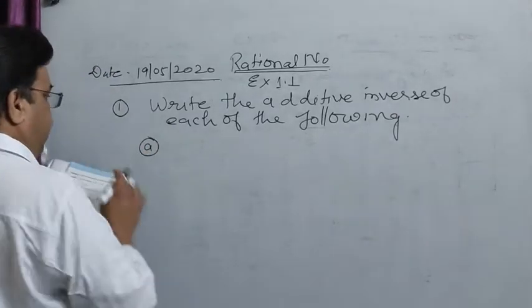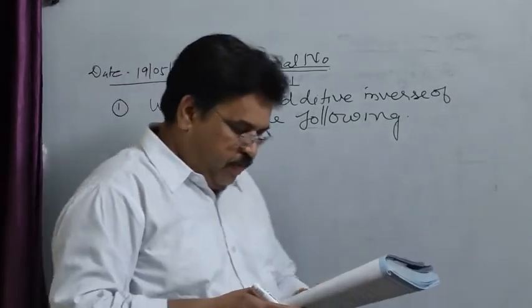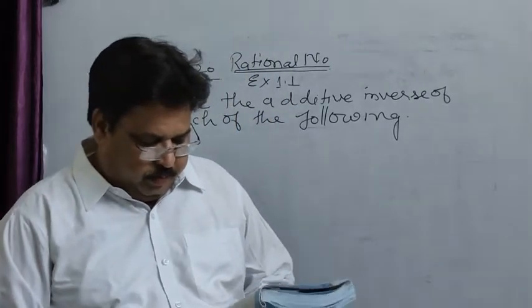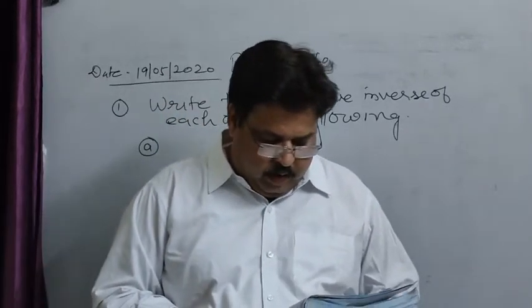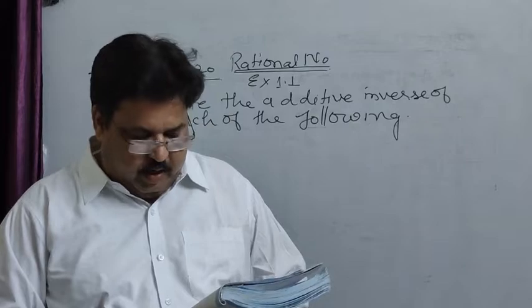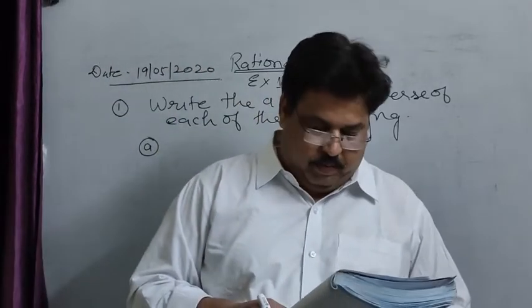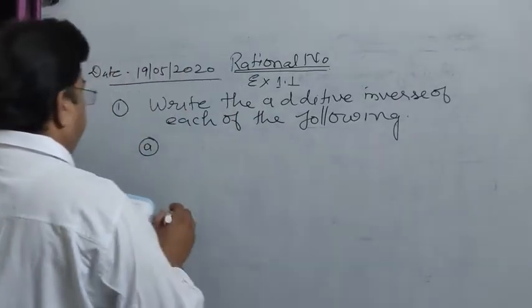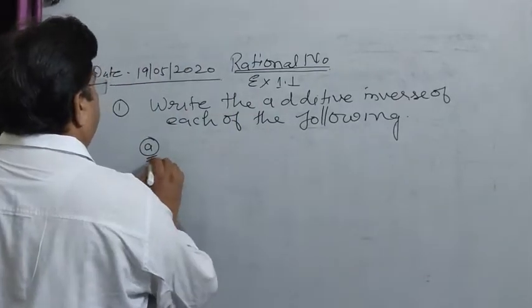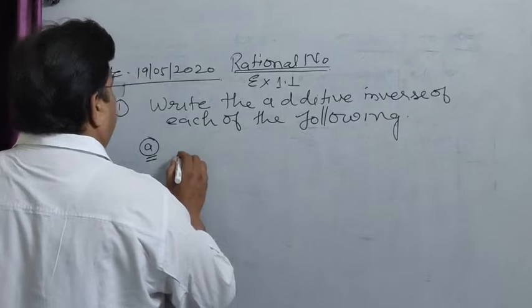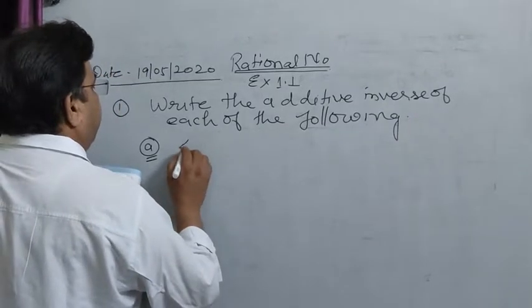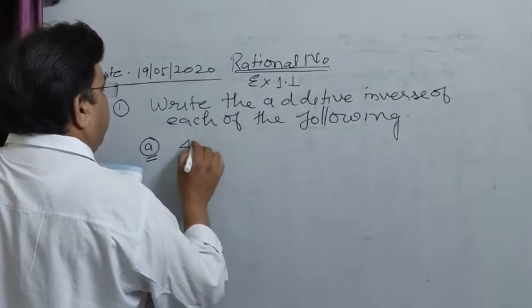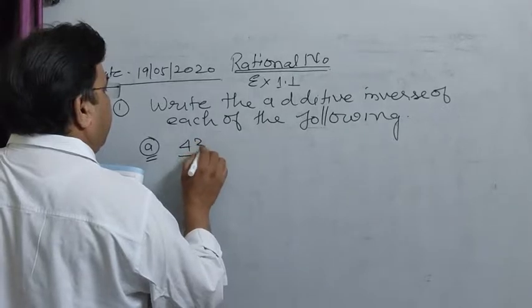In this question there are only 5 parts: A, B, C, D and E. I am solving some of them. First we start from the first question, A, 43/9.